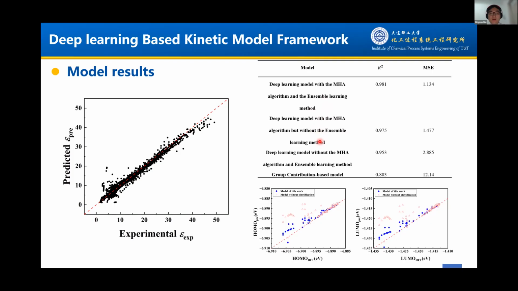To demonstrate it, we make a comparison between the two kinds of models. We just use the dielectric constant predicted by these two kinds of models to calculate the HOMO and the LUMO energy. The blue dots are the values calculated by our model, and the red triangles are calculated by the second model. In this figure, we can find that our model can avoid the error propagation issue. However, the second model can't. To this end, the ensemble learning method is essential, and our deep learning model is essential.